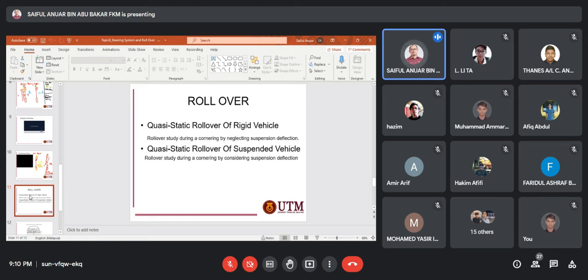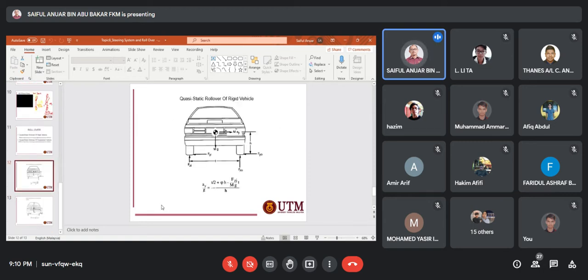The second one is the quasi-static rollover of a suspended vehicle. This is the rollover for a normal vehicle. So this is what happens, and it's already been simplified.